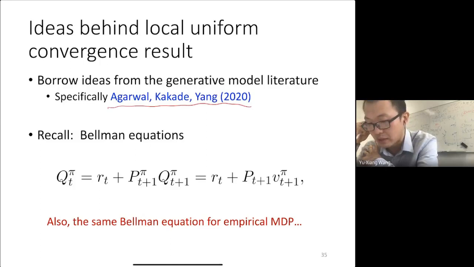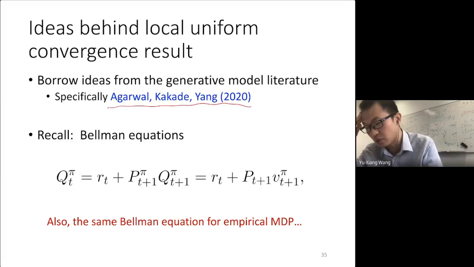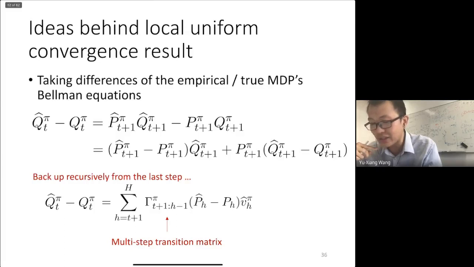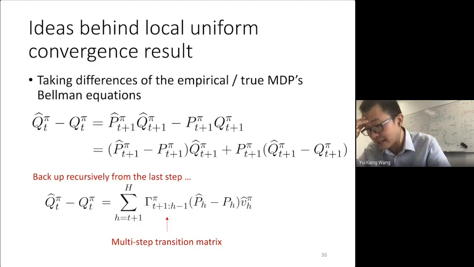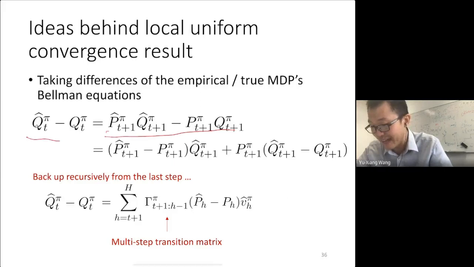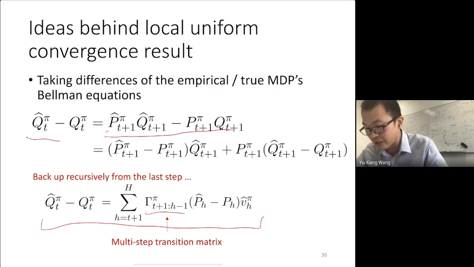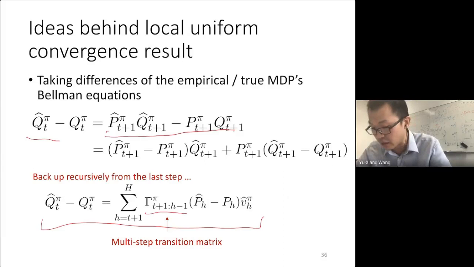Recall that in the Bellman equation, for every policy pi, you have this decomposition of the Q function that allows you to do the backups. You can also state the same for the empirical estimated MDP by replacing every Q, P and R with the corresponding hat version. Since it's a valid MDP, it also satisfies the same Bellman equation. The idea from AKY is to take the difference of the two. Once you do that, you can reorganize this term by decomposing into some quantity multiplied with an error term. If you back up this error equation from the last step all the way to step t, you end up with this equation with a new gamma matrix in the middle, which is simply the multi-step transition matrix of dimension SA by SA.